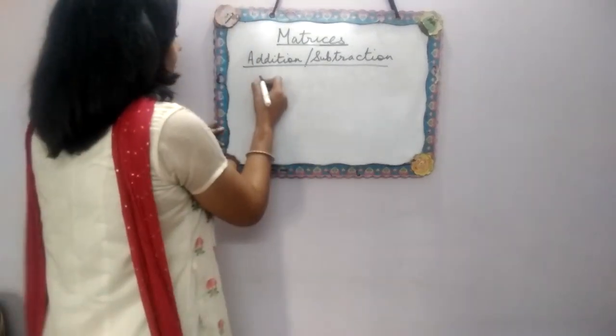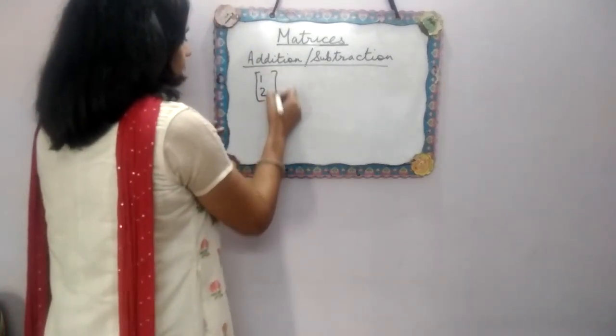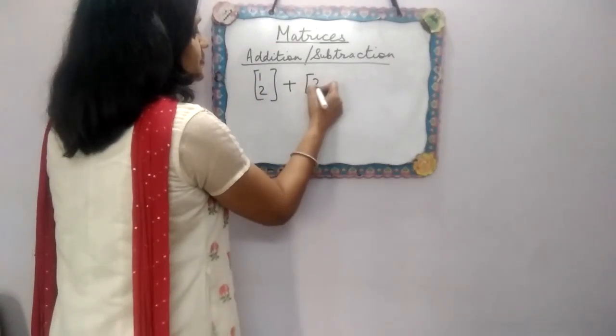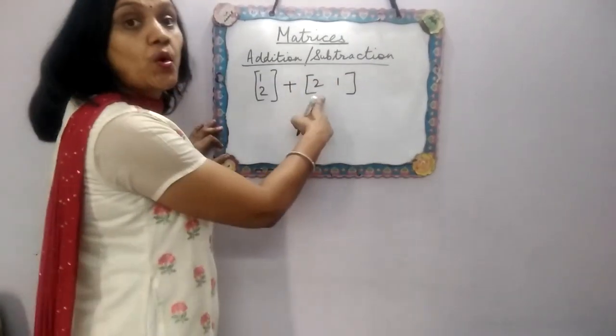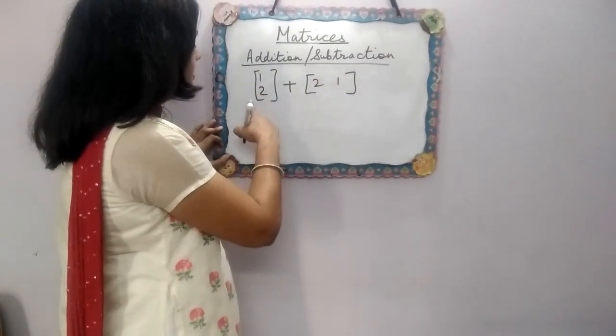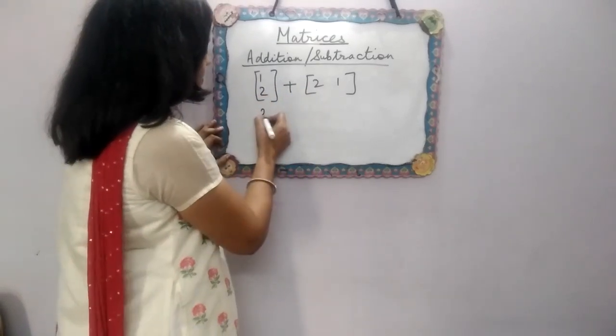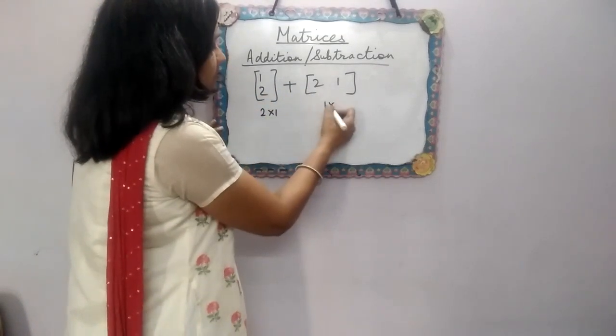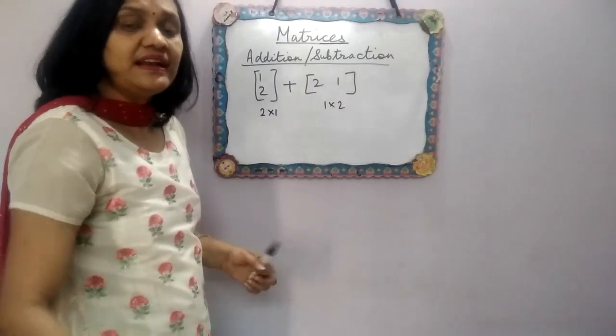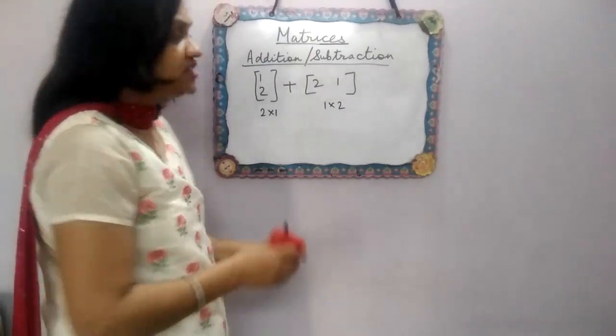A matrix like this cannot be added with a matrix like this. Why? Because the order over here is 2 by 1 and the order over here is 1 by 2. Until and unless the order is the same, we cannot add.